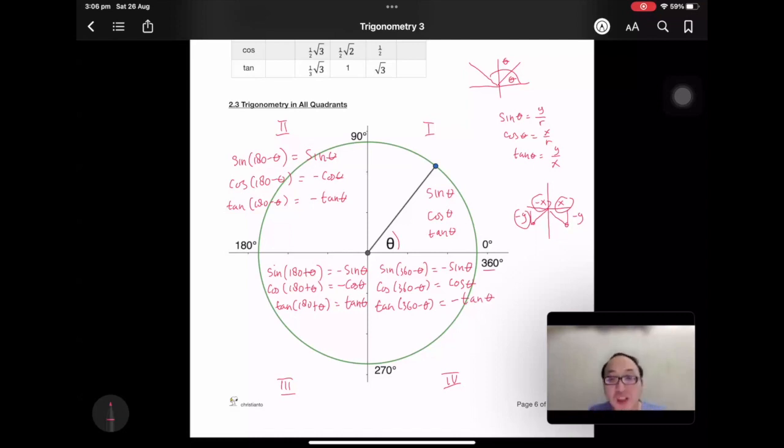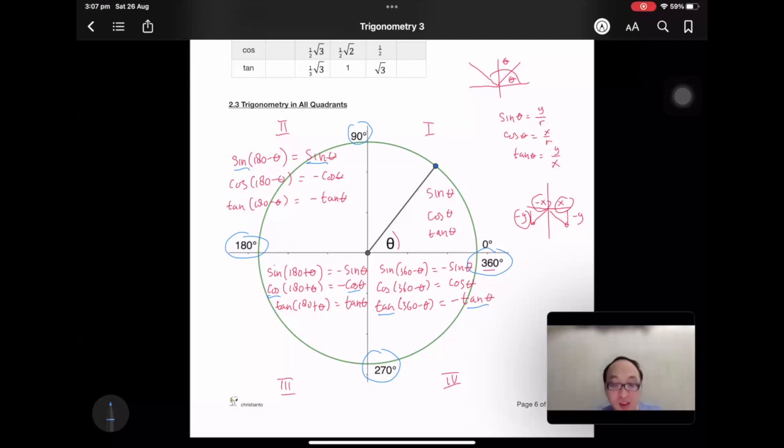So the thing that we can see from here, if we use the values 180 and 360 in the relationship between the angles in all quadrants, the function is still the same. Sine equals sine, cos equals cos, and tangent equals tangent. But if we use the 90 and 270 degrees, the function will change.